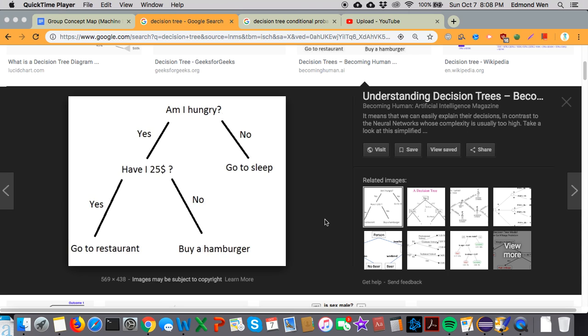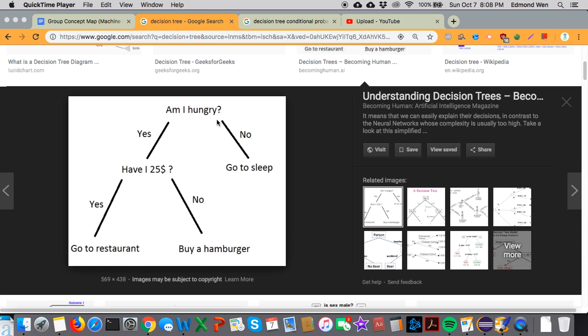For our purposes, it's really easy to understand what conditional probability is if you have the context of what a decision tree is. As you can see from this very basic decision tree, it is essentially a form of drawing conclusions based on information that you have about certain things. For example, in this case, if I am hungry, and if I have $25, then I will go to the restaurant. If I do not have $25, I will buy a hamburger instead.